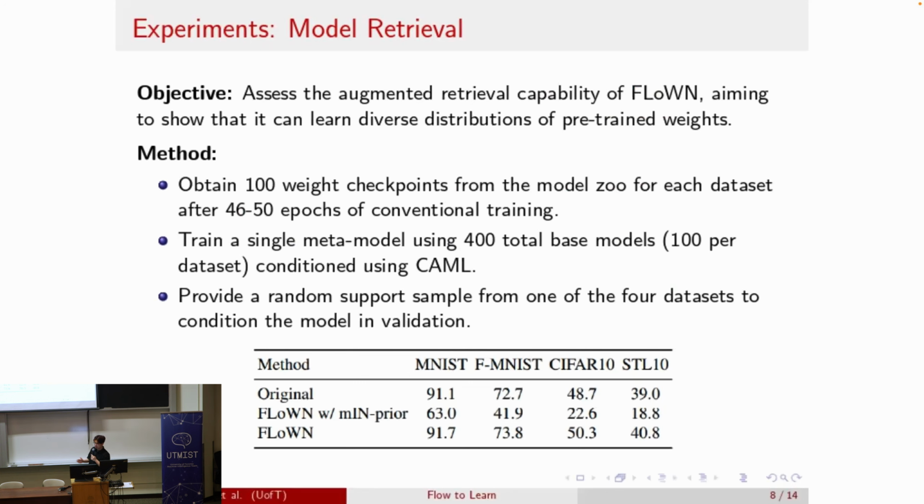In this case, we have 100 weight checkpoints from a model zoo for each of the 4 data sets here. And we train the flow model on the 400 total base models, conditioned on samples from each of the data sets. We generate the weights as normal and then do validation. When we test with a random sample from one of the 4 data sets to condition the model, we can see that it generates weights that provide slightly better accuracy than the original. Original just means conventional training. You can ask me about the prior afterwards, but that's just a slight deviation from what we're doing.